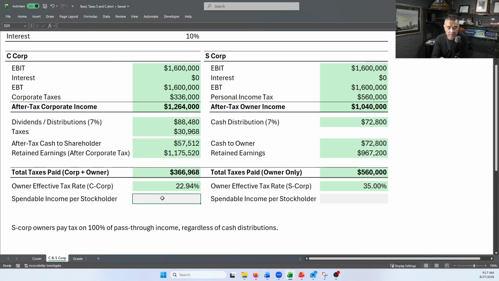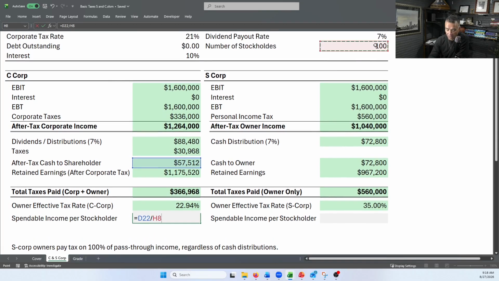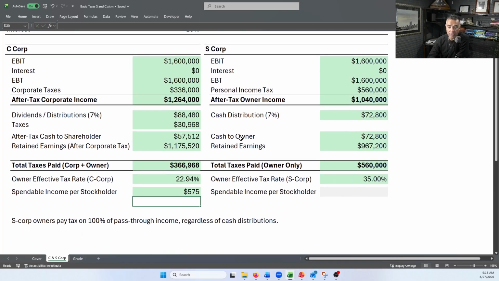Let's go. What is the spendable income per stockholder? The only reason I'm including it is because in my courses, we do have a question that has 100 stockholders that each own 1%. So all we have to do here is go equals. I'm going to take the after-tax cash to the owners, and I'm going to divide it by the 100. So we can see the impact of that.